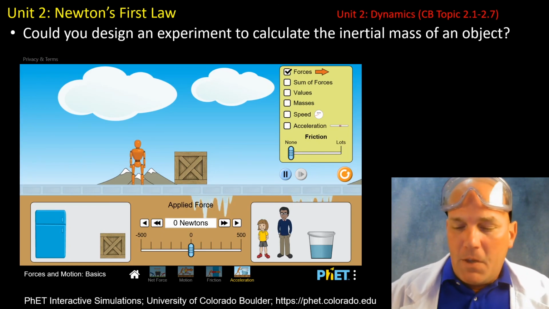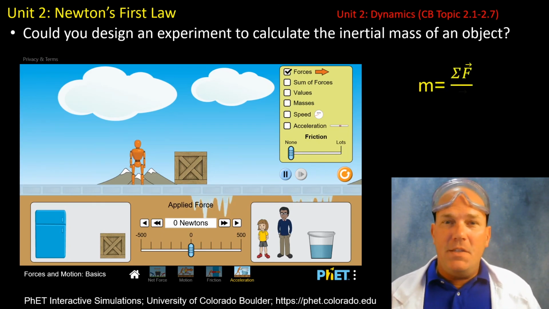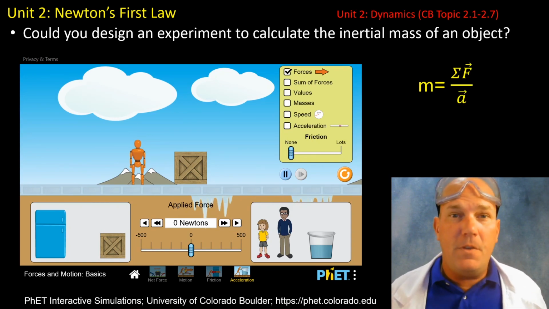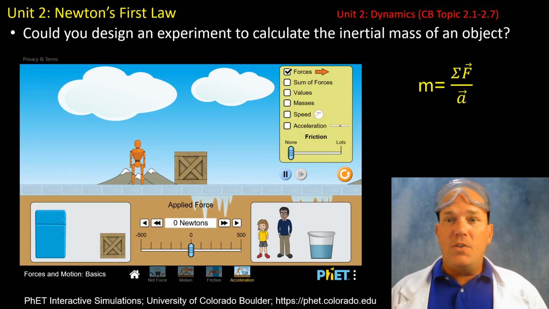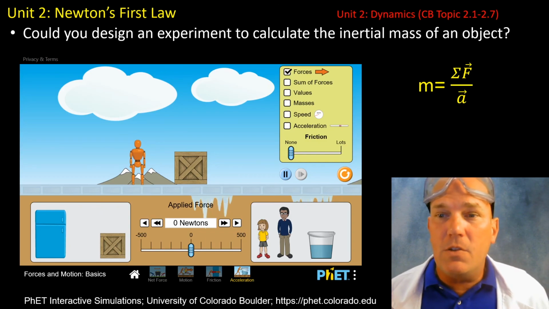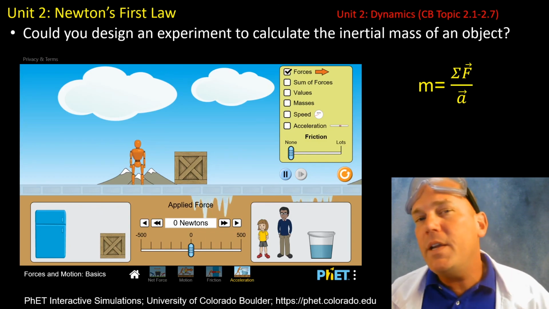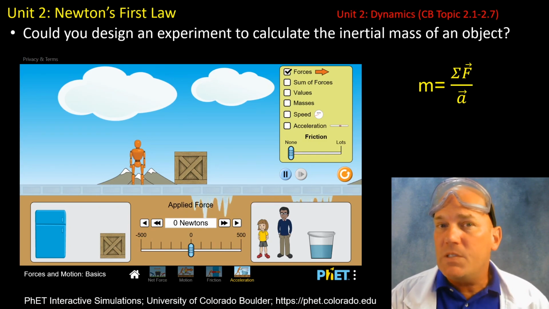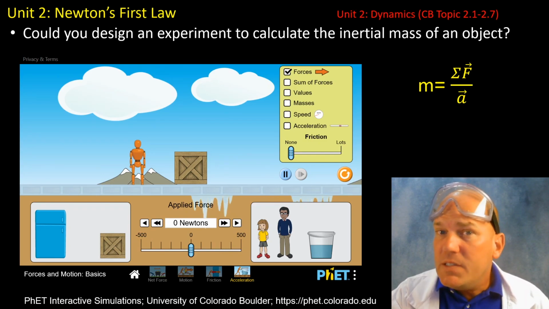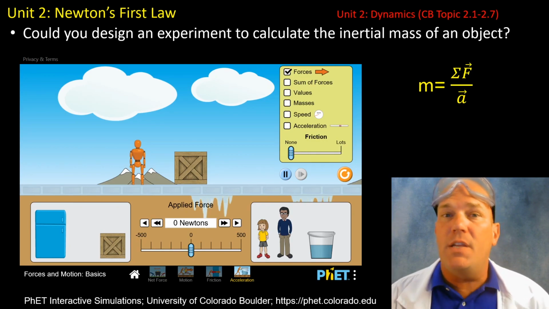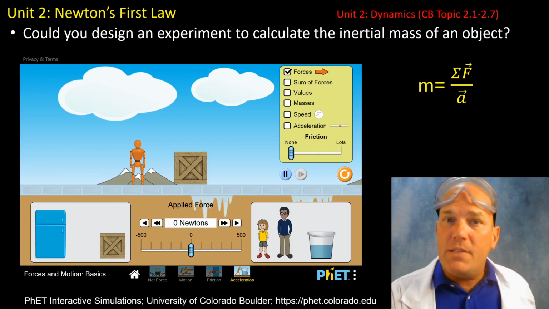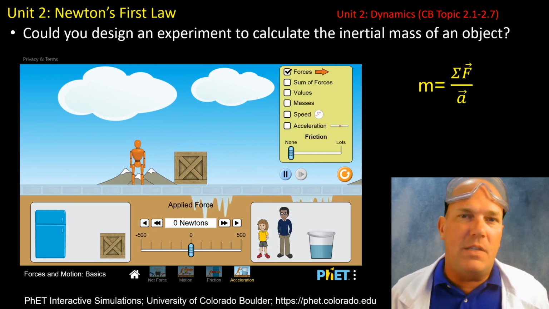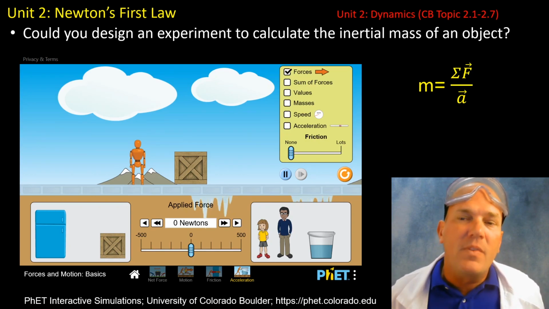All right, so we're going to be using this equation straight off of your equation sheet, and you are asked to calculate the inertial mass. So you're going to need to find a way to calculate the net forces and the acceleration. And from the previous unit, you already know a number of ways to calculate acceleration.